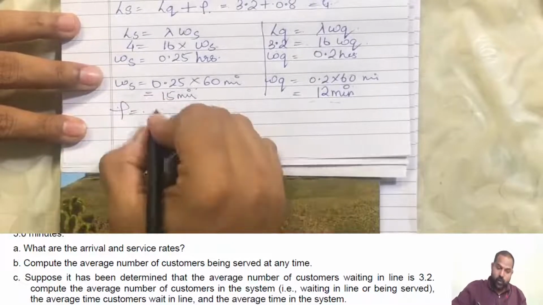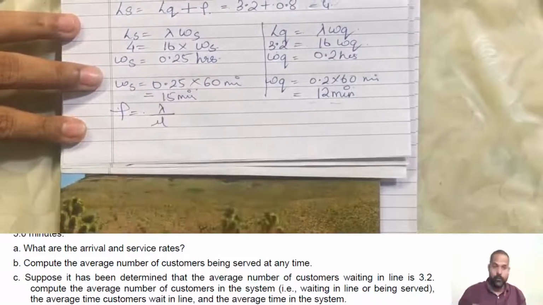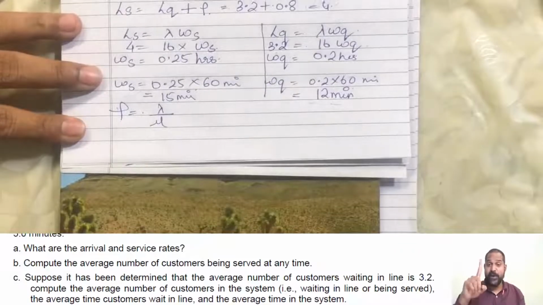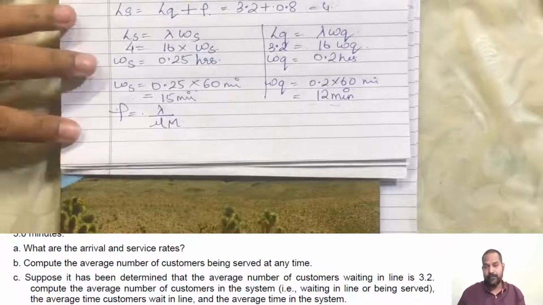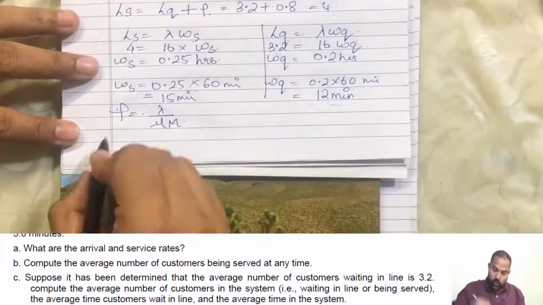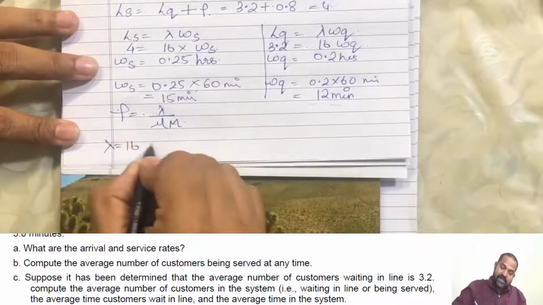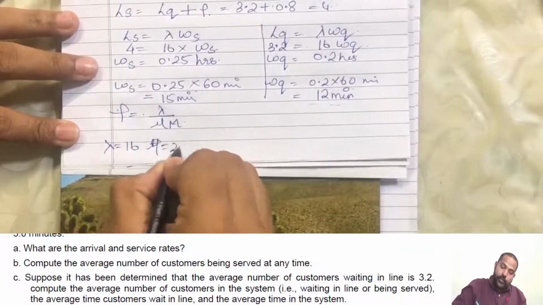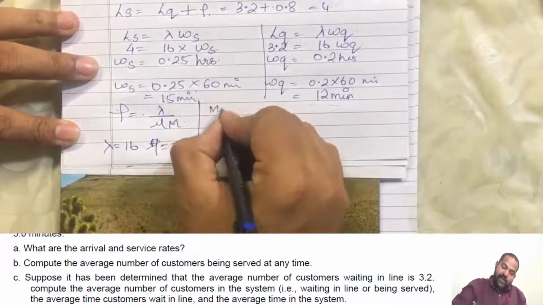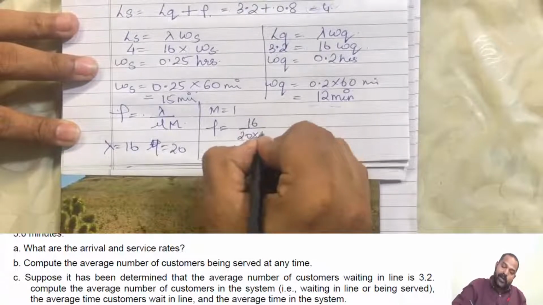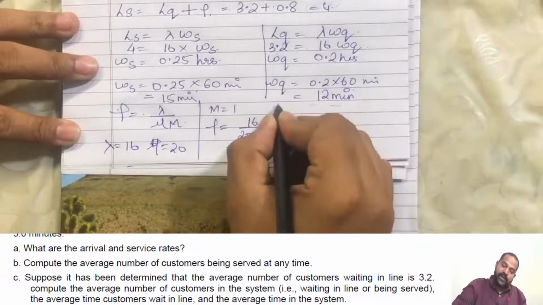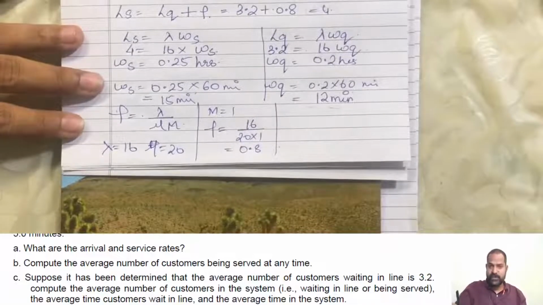Utilization, which is rho, is basically lambda upon mu, but this is if there is 1 server. If the number of servers increase, we multiply that by m. So, since lambda is 16 and mu is 20, with m equal to 1, rho will be 16 upon 20 into 1, which is 0.8, is my utilization.